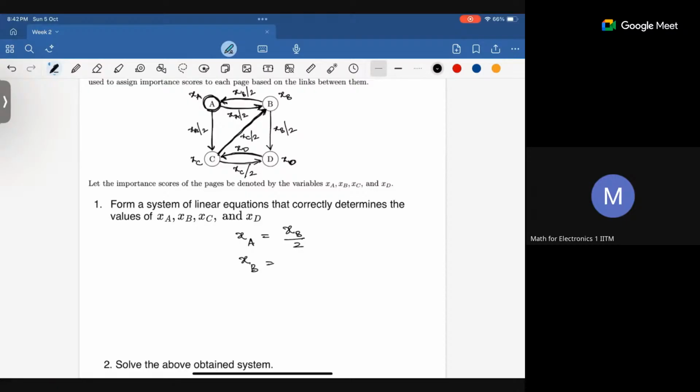XB is XA by 2 plus XC by 2, because the importance of B is from web page link A and web page link C, and not the total importance of A and C. It's half the importance of A and half the importance of C that is coming.